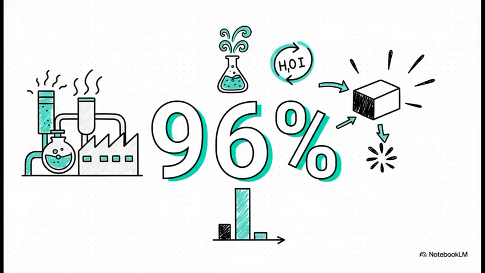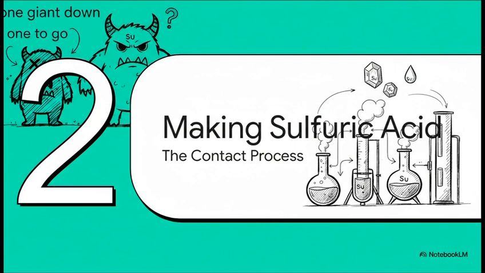So what's the result of all this heat, pressure, and clever engineering? You get a final yield of around 96%. Now, for an industrial process on this kind of massive scale, that level of efficiency is just phenomenal. Almost nothing goes to waste. All right, one giant down, one to go.